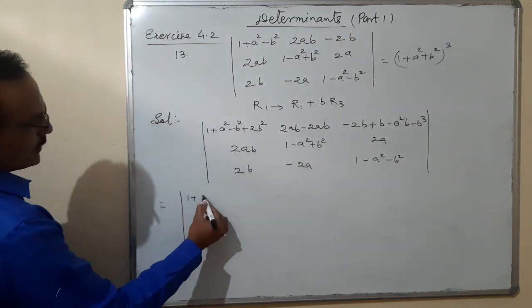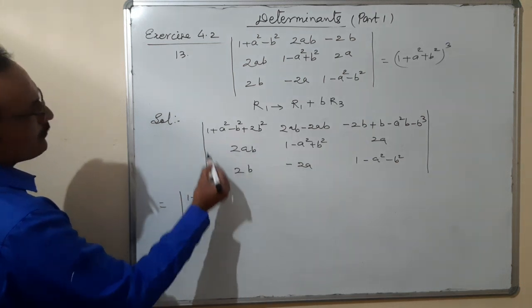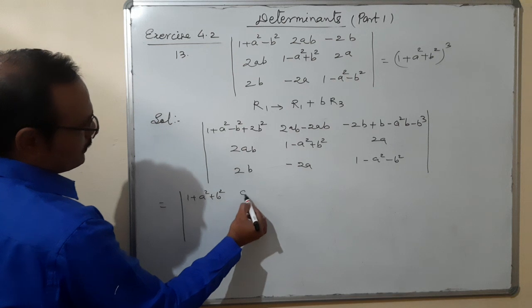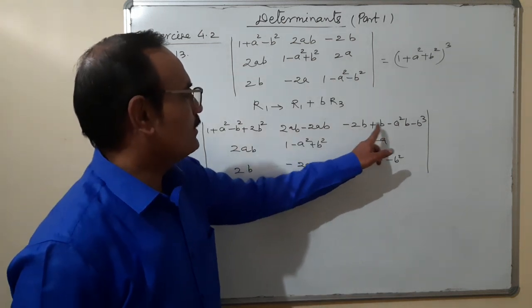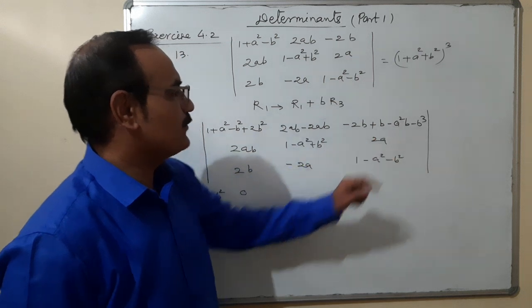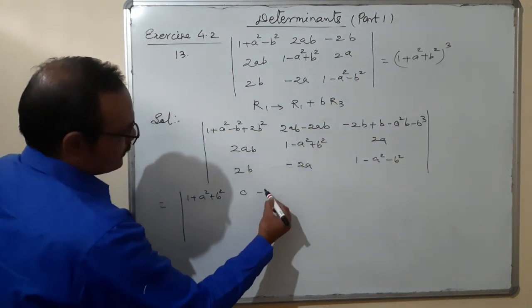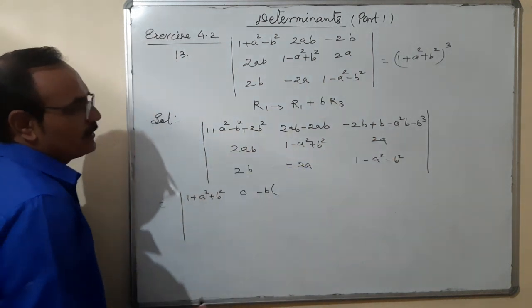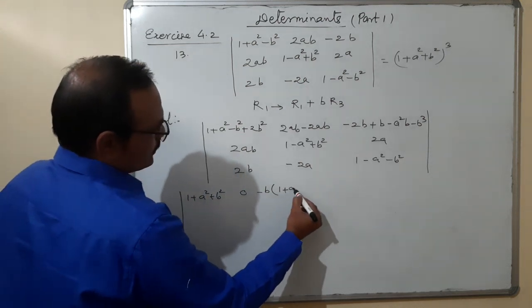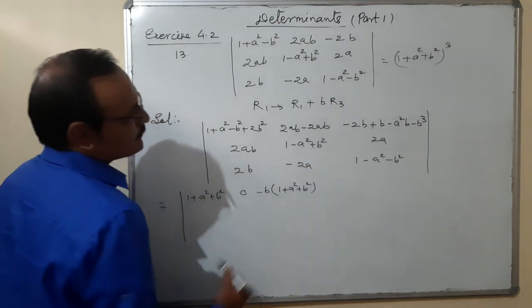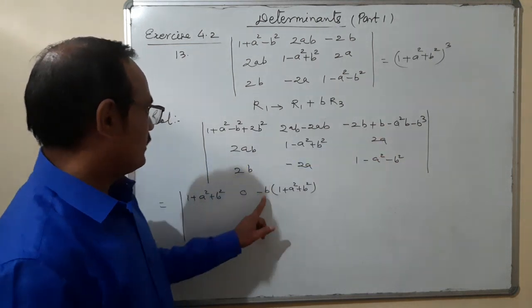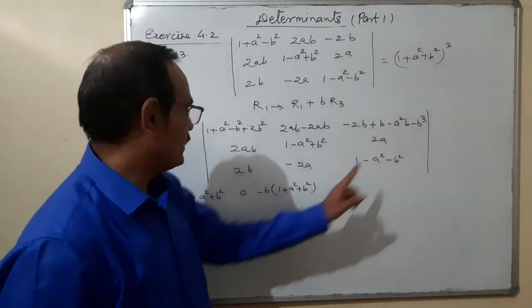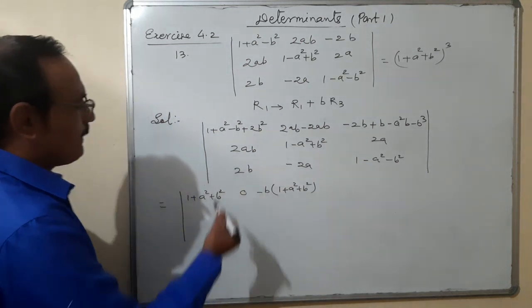1 plus a square plus b square. Okay. Here 0. That is minus 2b plus b. Minus b minus a square b minus b. If I take minus b common, then what happens? 1 plus a square plus b square. Yes. Minus b is common. Minus b. It is minus b. Minus a square b. And it is minus b cube.